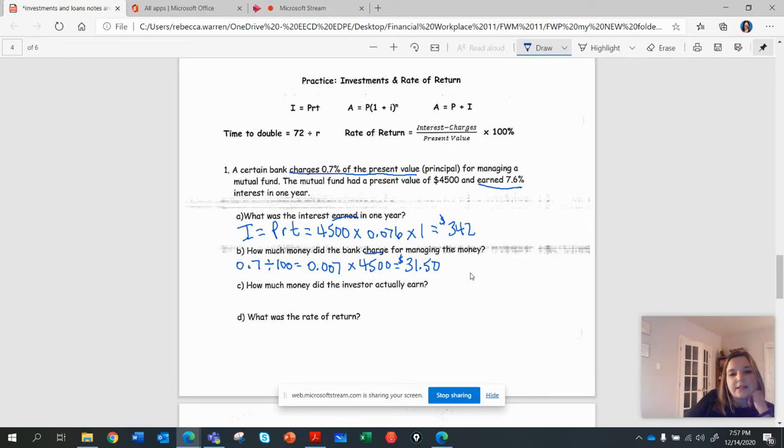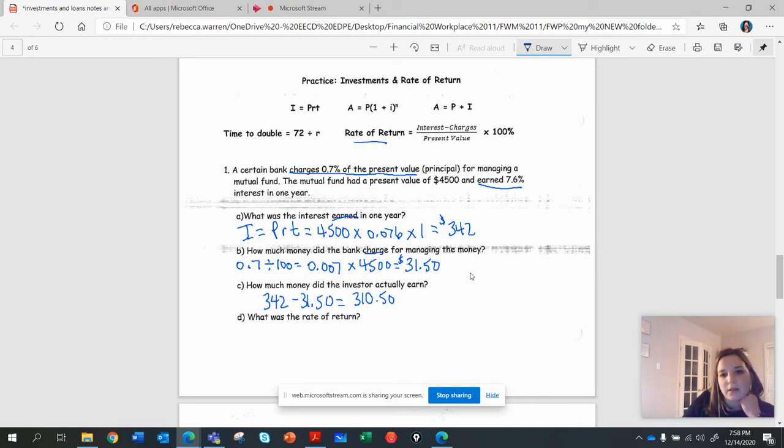And then the next question says, how much money did the investor actually earn? So what was their return on the investment? That's another way of saying that. And the way that you calculate that is you actually find the difference in the two numbers that we just calculated. So the interest earned was 342. The bank charged them 31.50. So the difference between those two amounts is going to tell me what the return on the investment was, how much they actually earned. And when you subtract that, you get 310.50.